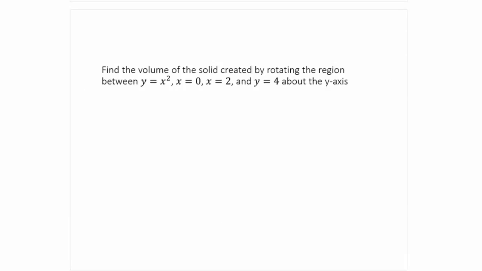Find the volume of the solid created by rotating the region between y equals x squared, x equals 0, x equals 2, and y equals 4 about the y-axis. Oh, we haven't done one like this before. We haven't seen one where we've rotated about the y-axis. All right, well, let's see what happens. I'm going to draw it first.